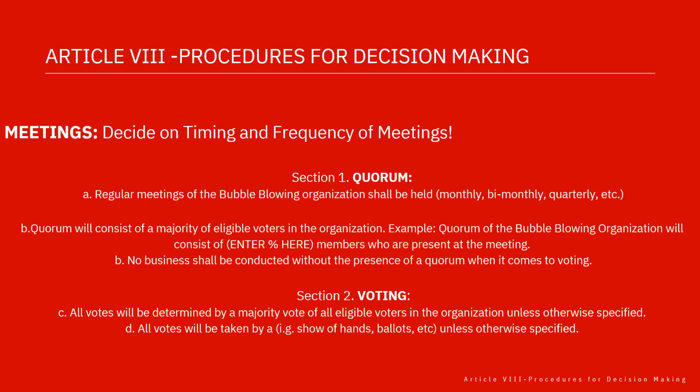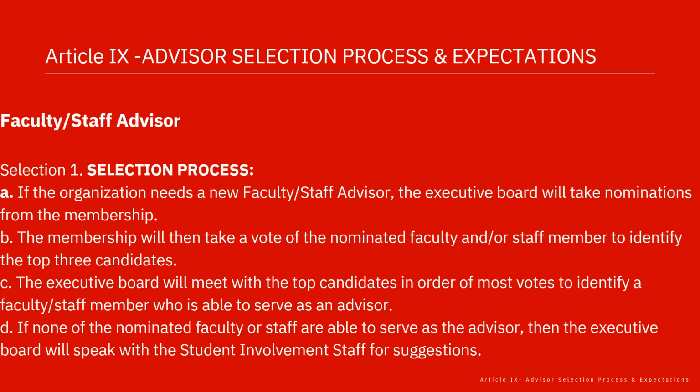The next section included in procedures for decision making needs to be your voting procedures. Is it decided by a majority vote of those who are in attendance so long as you meet quorum? That's for you here to make that decision for your student organization.